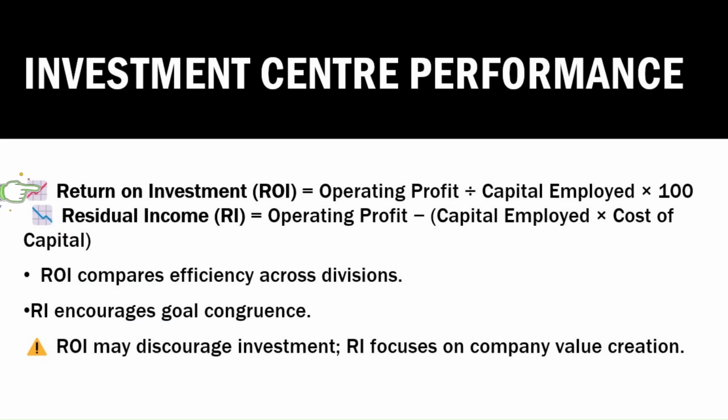ROI equals operating profit divided by capital employed times 100. It shows how efficiently a division uses assets to earn profit. RI equals operating profit minus capital employed times cost of capital. It measures absolute profit after charging for the cost of finance. ROI is simple to compare but can discourage new investments. RI is better for long-term decisions because it supports goal congruence. Managers accept any project earning more than the company's cost of capital.